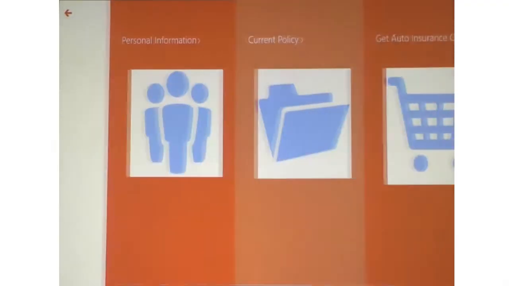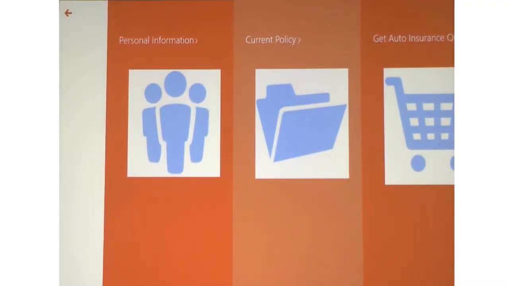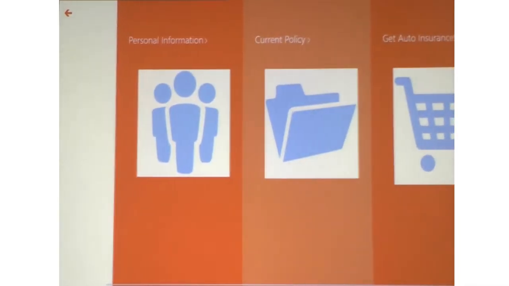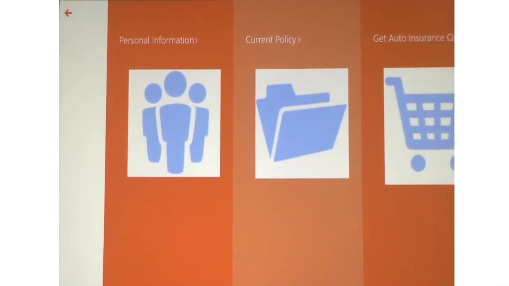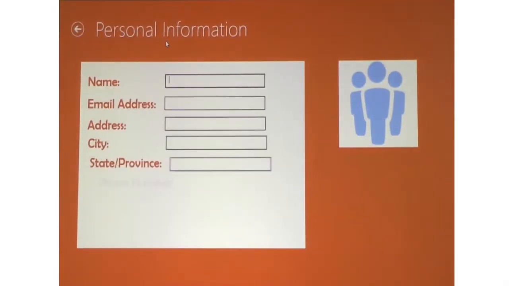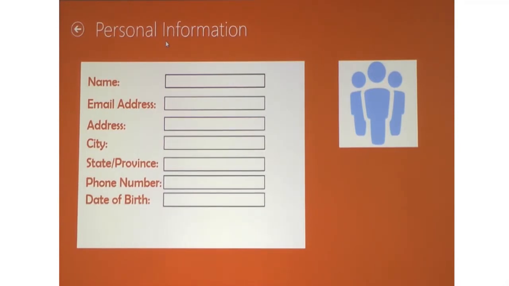So here is a mobile application, and it's a Windows 8 C# application, and I've got three different functions. I've got personal information, current policy, and get auto insurance quote. So if I go ahead and click the personal information, at this point I'm going to be making a call and retrieving the details for myself from Salesforce via the API management and BizTalk.